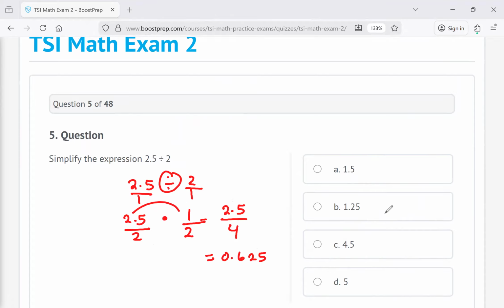What? I don't see my answer. Did I do that right? 2.5. You could just put this in. I don't understand why. Oh, right here, why did I put a 1? It should be a 1 here, so this should be a 2. That's why you don't see my answer. It should be 1.25. Letter B.